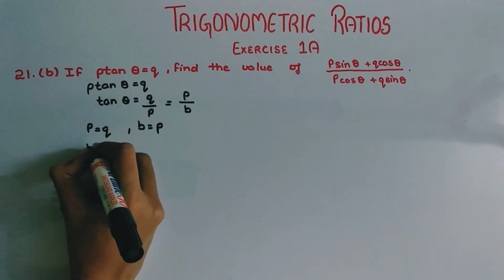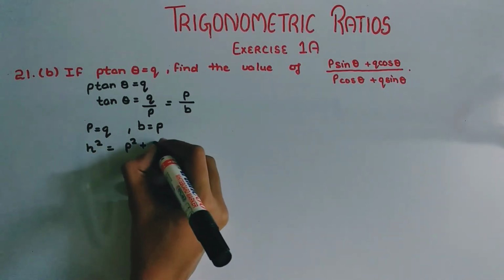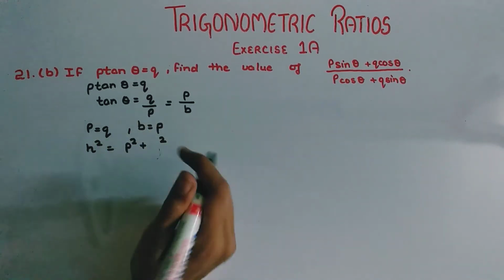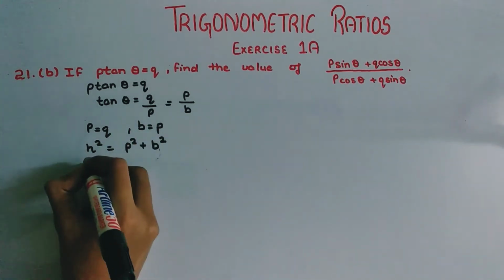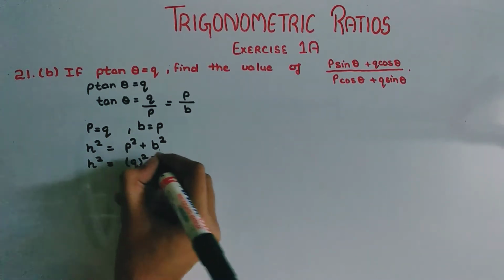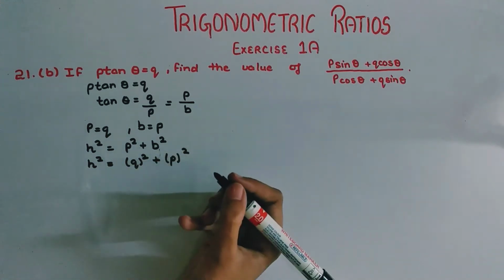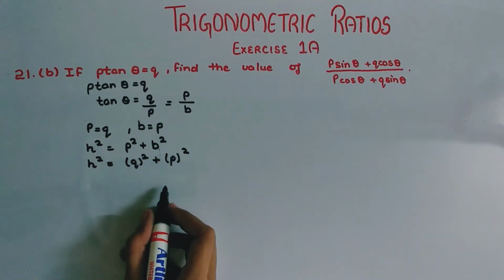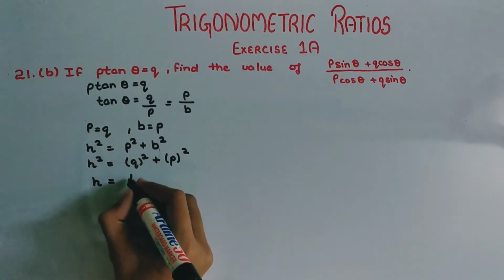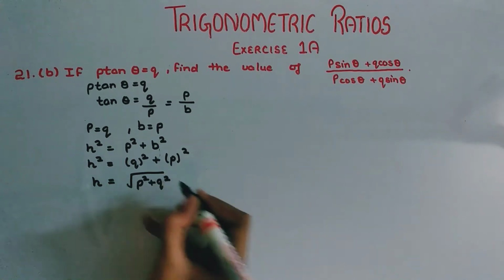We will find the hypotenuse by using Pythagoras theorem, that is hypotenuse square is equal to perpendicular square plus base square. Hypotenuse square, the value of perpendicular is Q and that of base is P, that is Q square plus P square. By solving this equation we will get the value of hypotenuse, that is under root P square plus Q square.